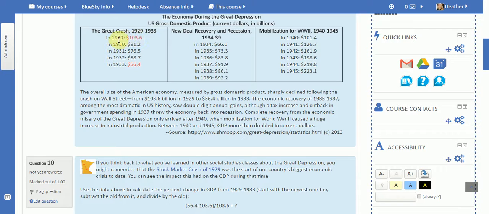So in 1929, the gross domestic product of the United States was $103.6 billion. And just 5 years later, it shrunk to $56.4 billion in that year. So you can see there was a dramatic decrease from 1929 to 1933. But question number 10 is asking you, how much of a decrease was there? What was the percent change in GDP from 1929 to 1933?